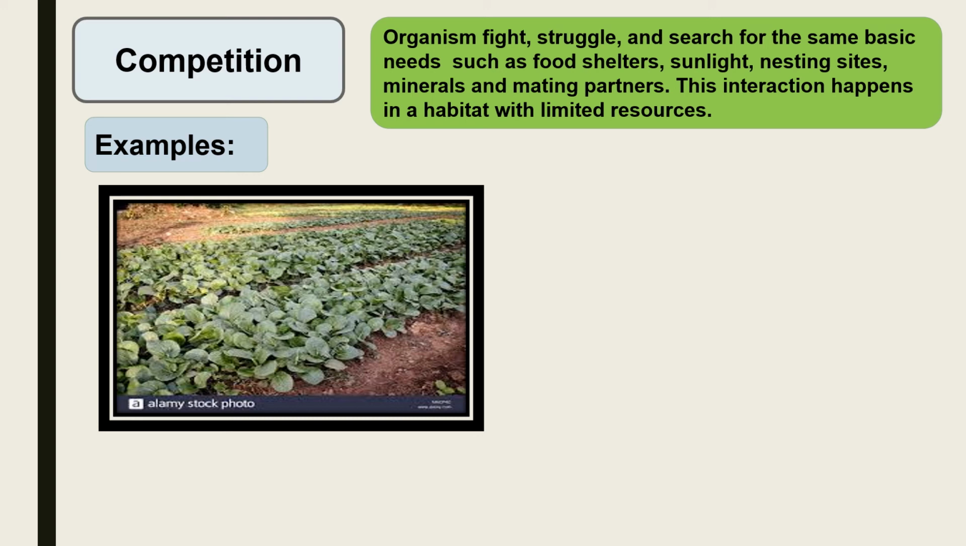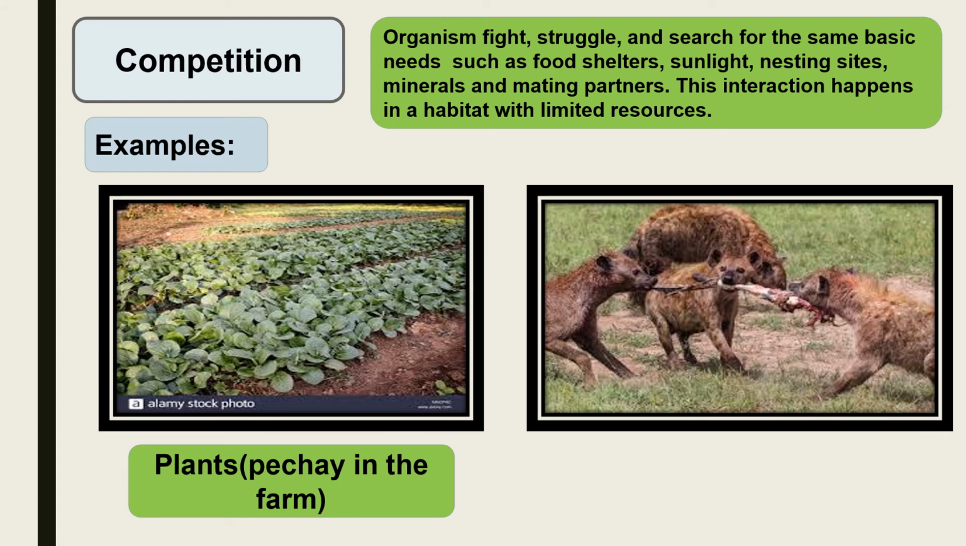Therefore, this is what you call the relationship in which they compete for the same minerals and the same sunlight, even though the sunlight is abundant. But the thing there is the minerals and the water on that particular garden or farm, they are competing with each other. So that is the first picture, plants and petchay in the farm.